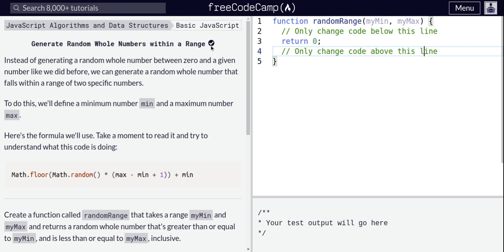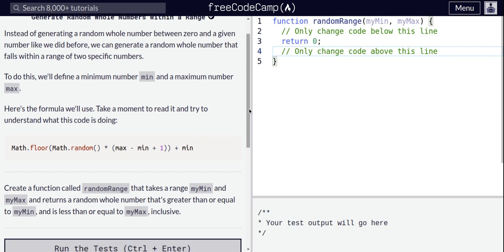So, we're still talking about generating random numbers, and this particular lesson deals with generating random whole numbers within a range. Instead of generating a random whole number between 0 and a given number, like we did before, we can generate a random whole number that falls within a range of two specific numbers. To do this, we'll define a minimum number, min, and a maximum number, max. Here's the formula we'll use. Take a moment to read it and try to understand.